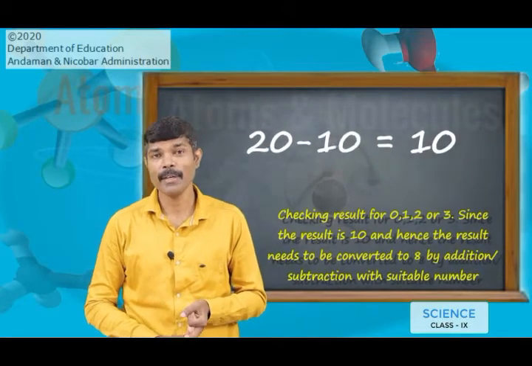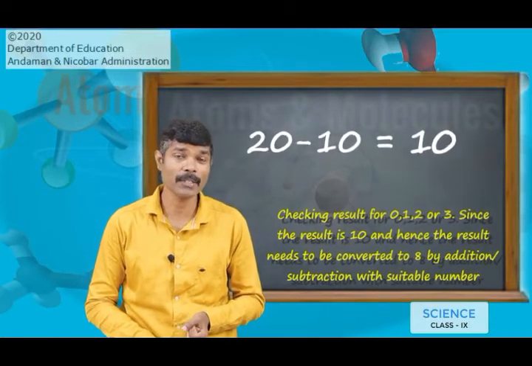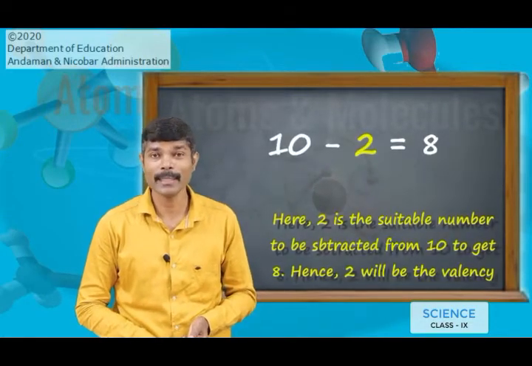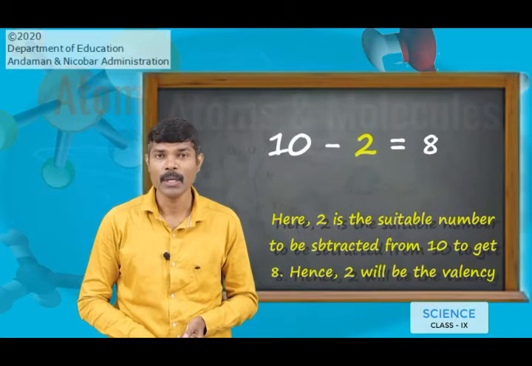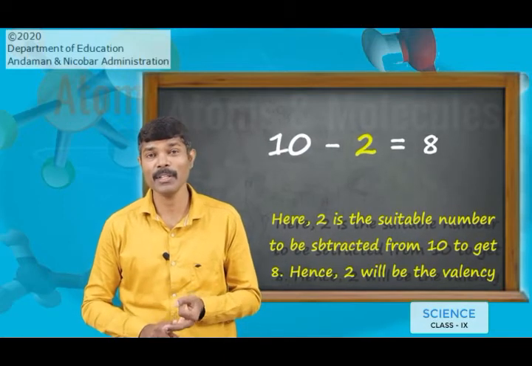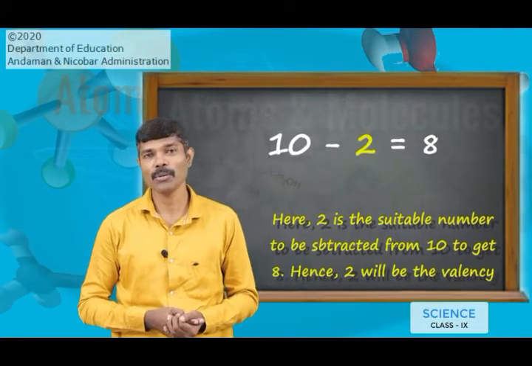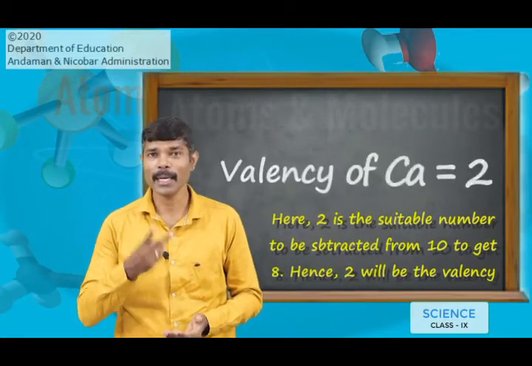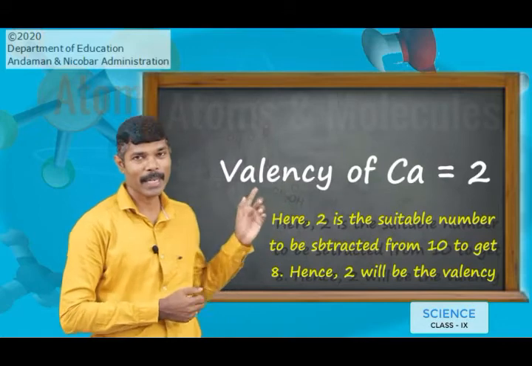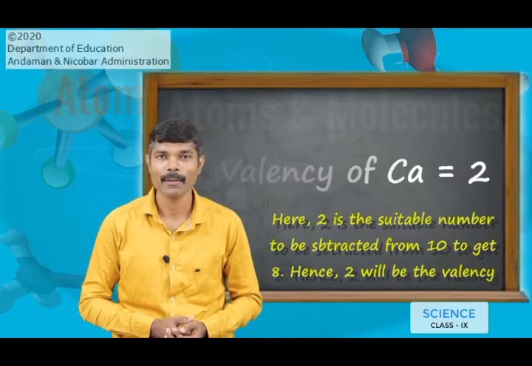If it is so, then whatever the answer we are getting after subtracting it by 10, that has to be converted into 8. Here we have got 10 as the answer, so the 10 has to be converted into 8. To convert 10 into 8, we need to subtract it by 2. Here 2 is being used to convert 10 into 8. So the number which will be used for converting it into 8 will be the valency. So here in this case, calcium, we have used 2, so 2 is the valency of calcium.